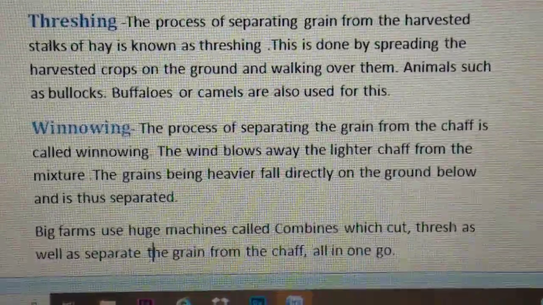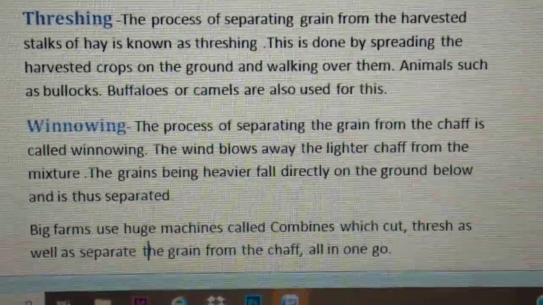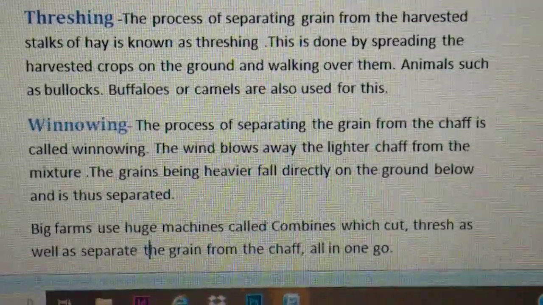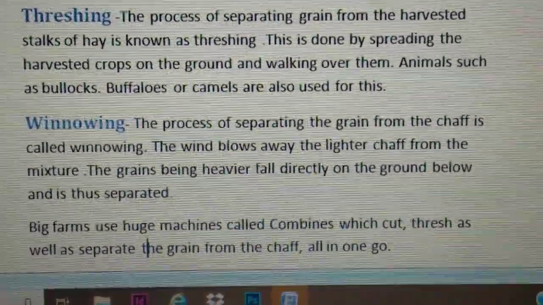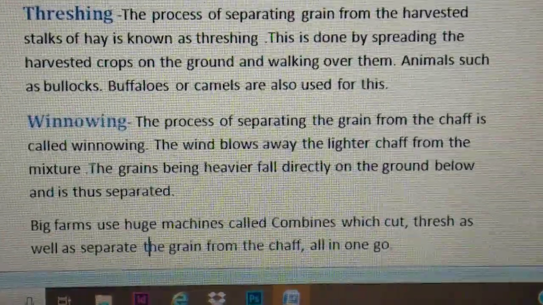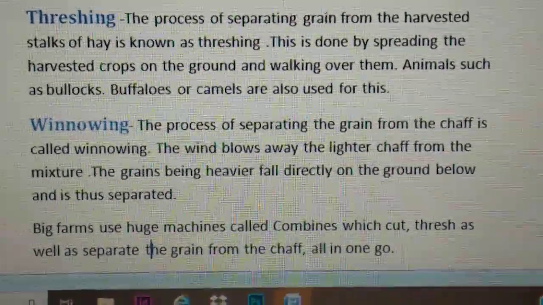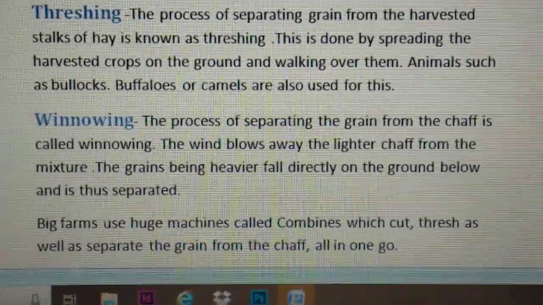Then in big farms or in big agricultural fields, huge machines are used which are known as combines, which cut, thresh as well as separate the grain from the chaff all in one go. That means all the functions are done by the combine machine.